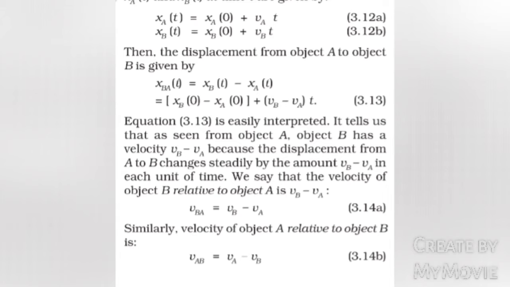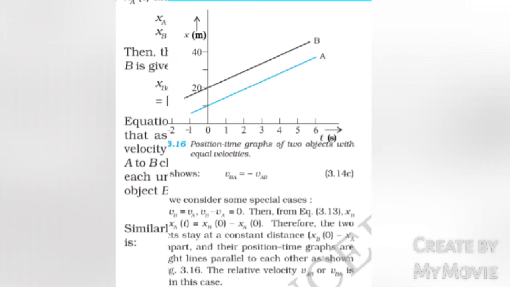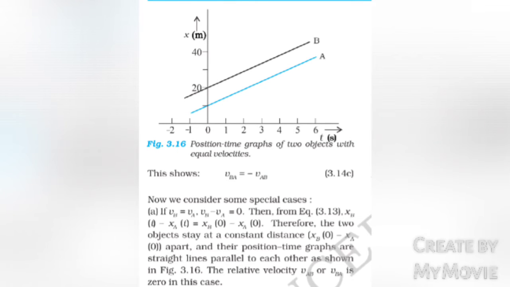VBA equals VB minus VA. Similarly, velocity of object A relative to object B is VAB equals VA minus VB. Figure 3.16: Position time graphs of two objects with equal velocities. This shows VBA equals minus VAB. Now we consider some special cases.